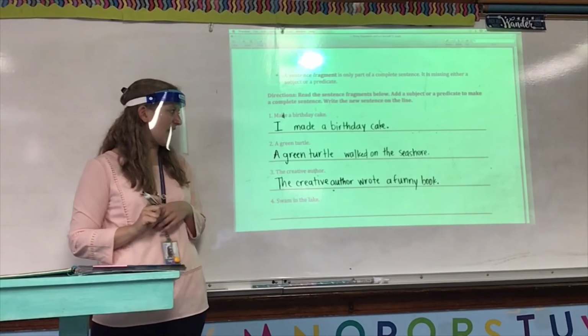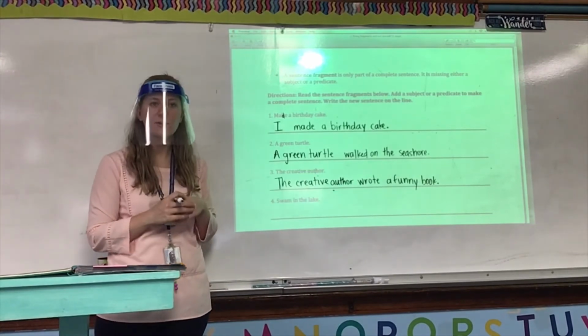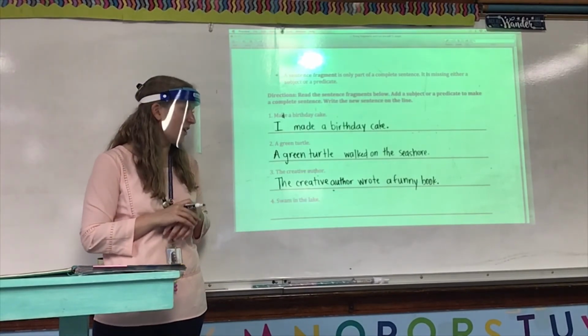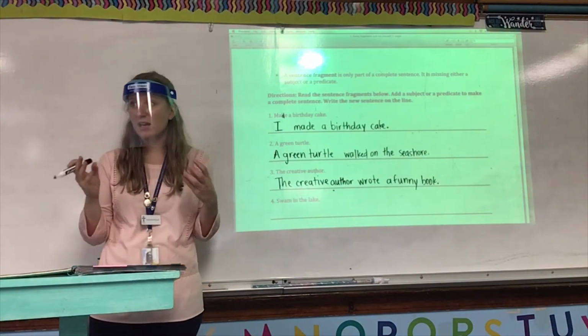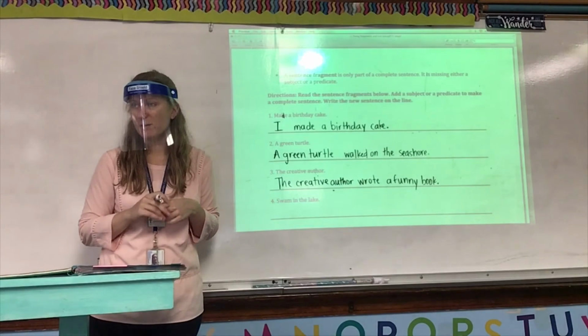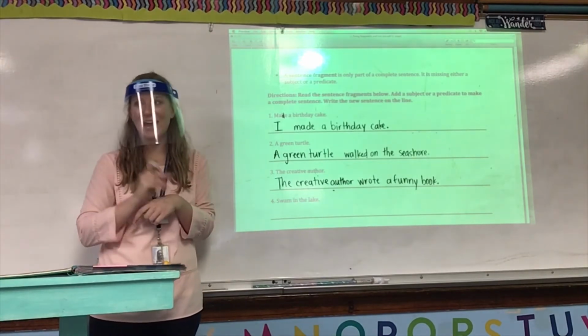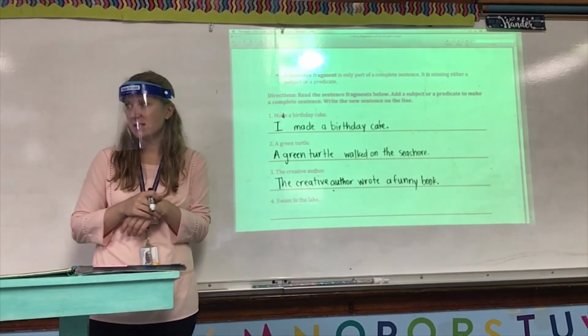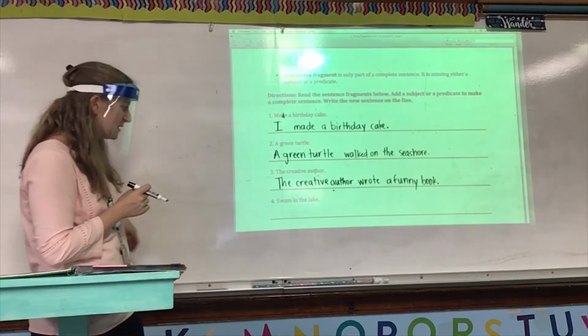Victoria and Colin, I like how you made really interesting predicates. You didn't just say a green turtle walked or the creative author wrote. You added interesting things to it. Now, when you're adding a subject, you may not necessarily be able to do that, although you could add some adjectives, some describing words to say what the subject is.